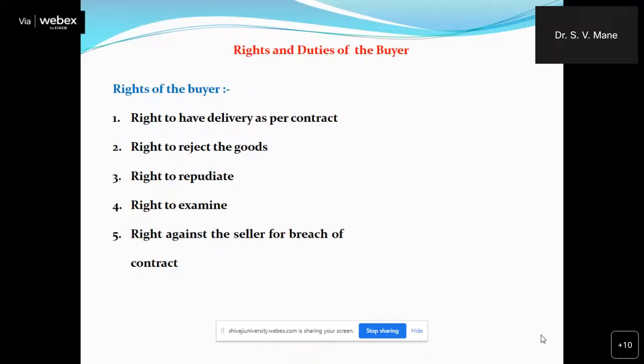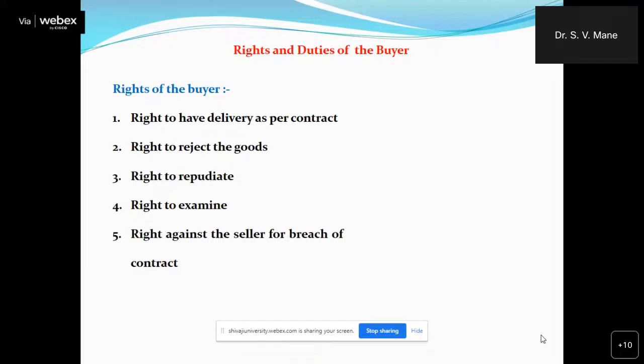So last one is rights against the seller for breach of contract. Under these, some rights are given to the buyer. That is, one is a suit for damages. In a case where the seller neglects or refuses the delivery of the goods to the buyer, the buyer may sue the seller for compensation for the damages for non-delivery. So this kind of suit for damages is also a right given under the Sale of Goods Act.